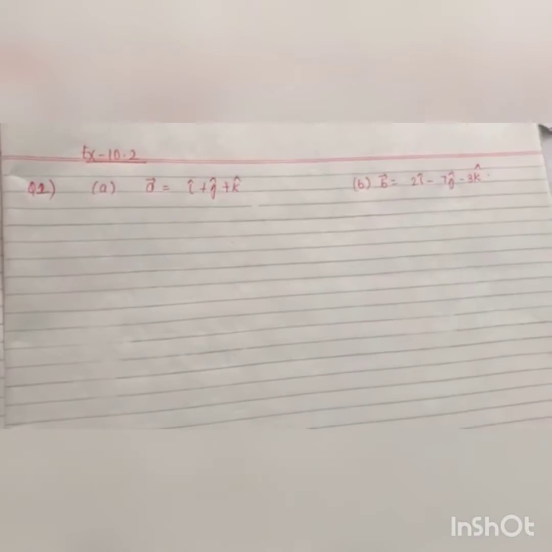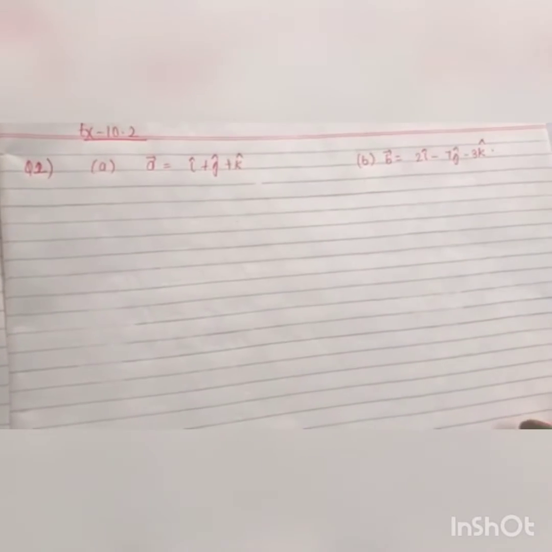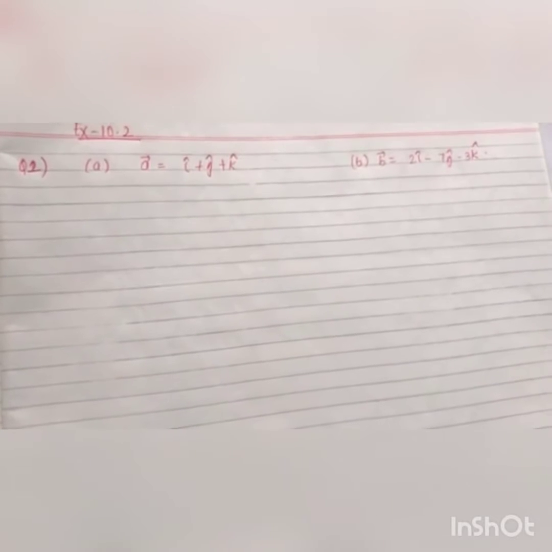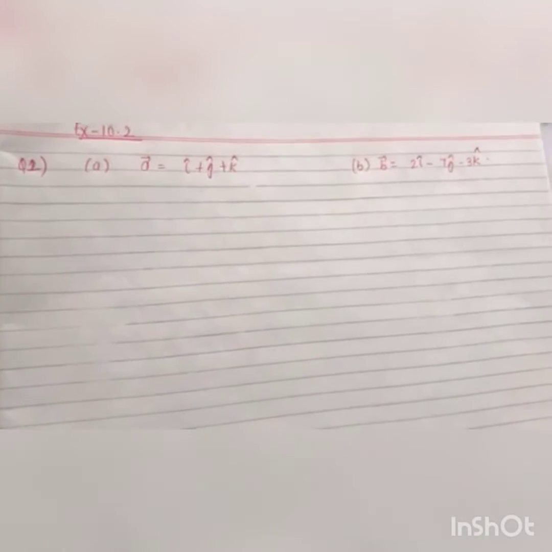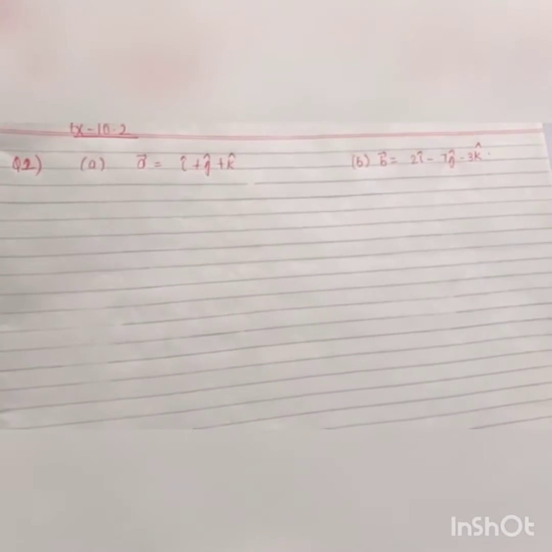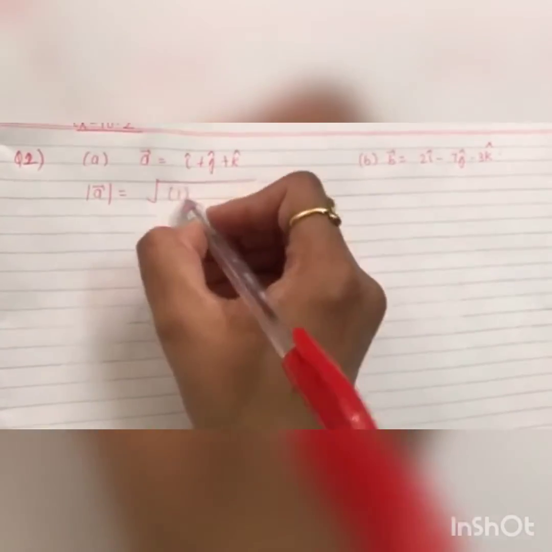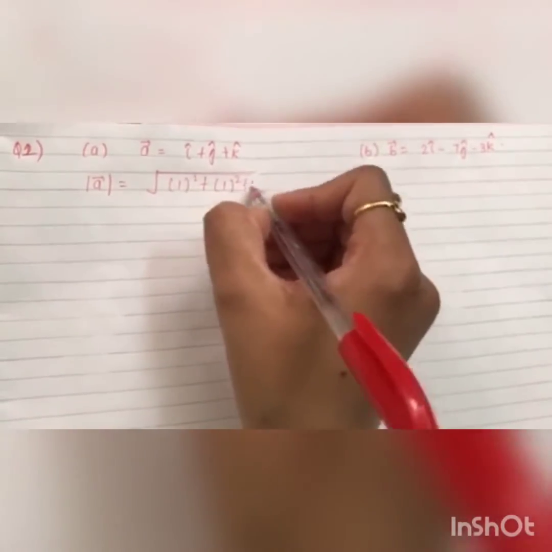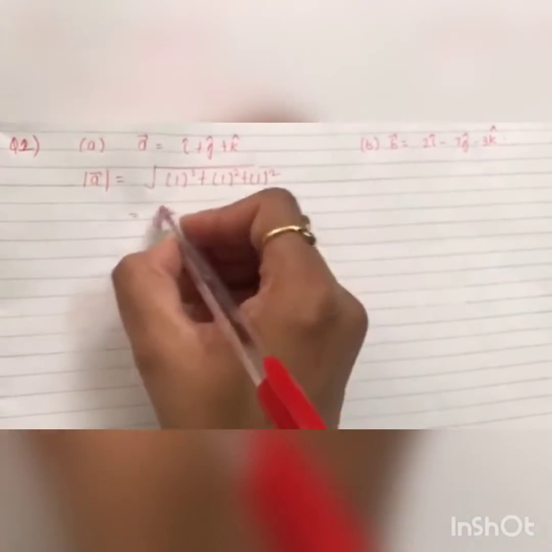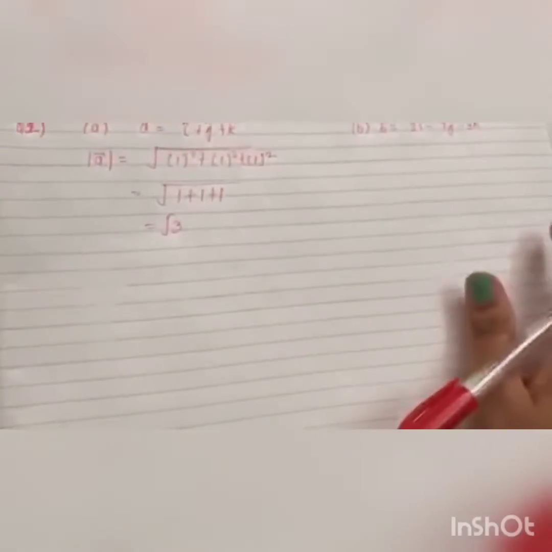So next, starting with exercise 10.2, the very first question is: compute the magnitude of the following vectors. Yesterday I told you, if you are to find the magnitude of any vector, just take the square root of the coefficient of i cap whole square plus coefficient of j cap whole square plus coefficient of k cap whole square. So magnitude of A, mod A, will be the square root of coefficient of i cap squared, j cap squared, k cap squared. That means this is 1 plus 1 plus 1, which is equal to the square root of 3.